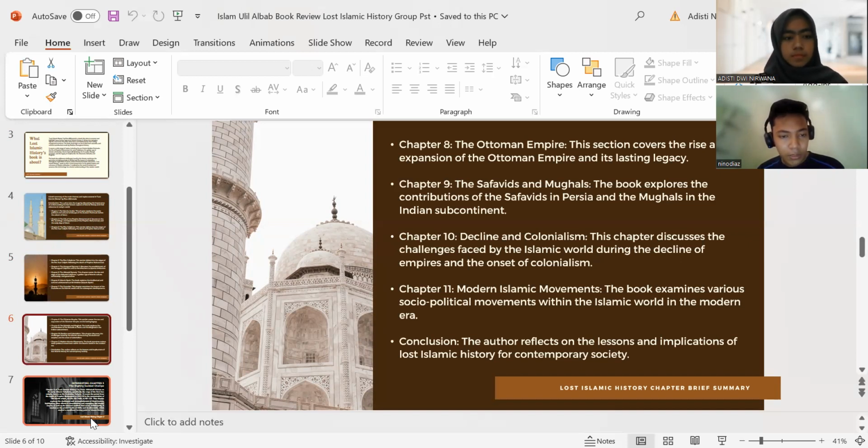Chapter 10, the Decline and Colonialism. This chapter discusses the challenges faced by the Islamic world during the decline of empires, and the onset of colonialism. Chapter 11, Modern Islamic Movements. The book examines various socio-political movements within the Islamic world in the modern era. Conclusion: the author reflects on the lessons and implications of Lost Islamic History for contemporary society.